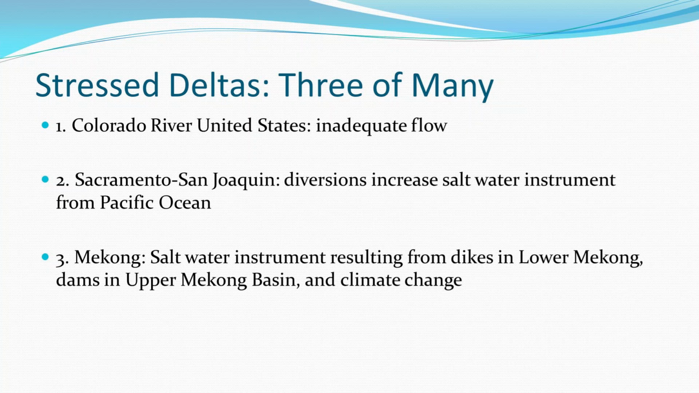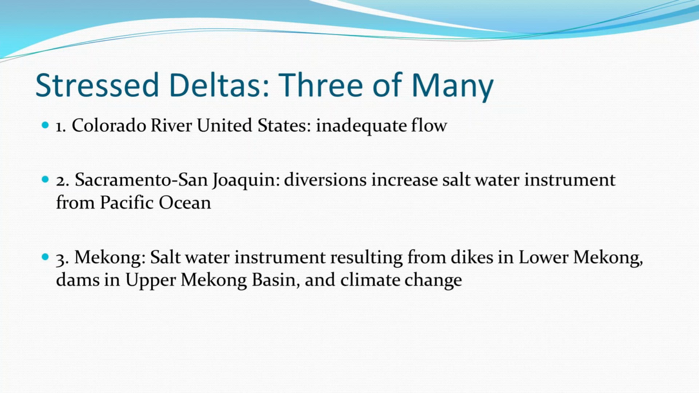Another delta in the United States, the Sacramento-San Joaquin Delta, upstream from San Francisco and the San Francisco Bay Area, has been battling saltwater intrusion for decades due to the increase in upstream and actually downstream diversions from the delta.